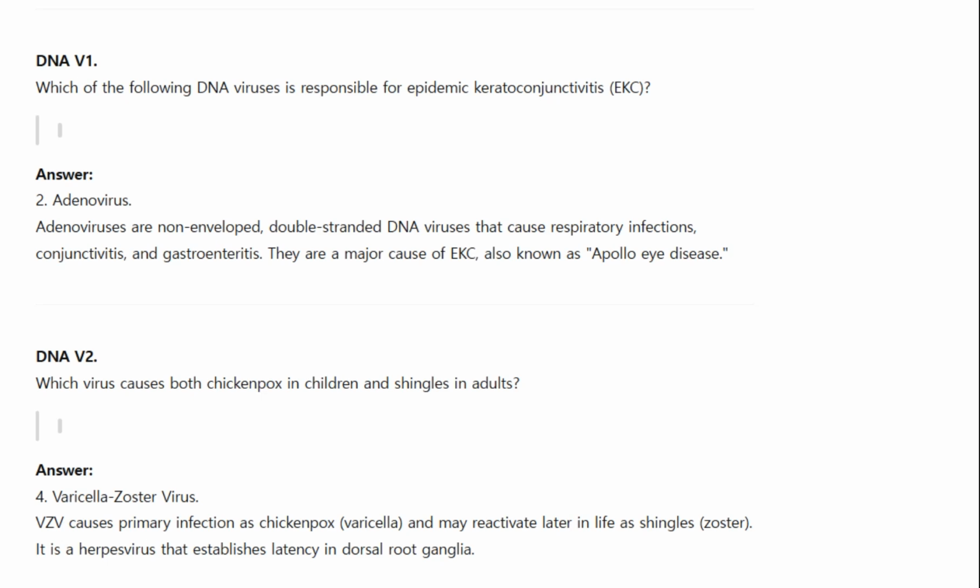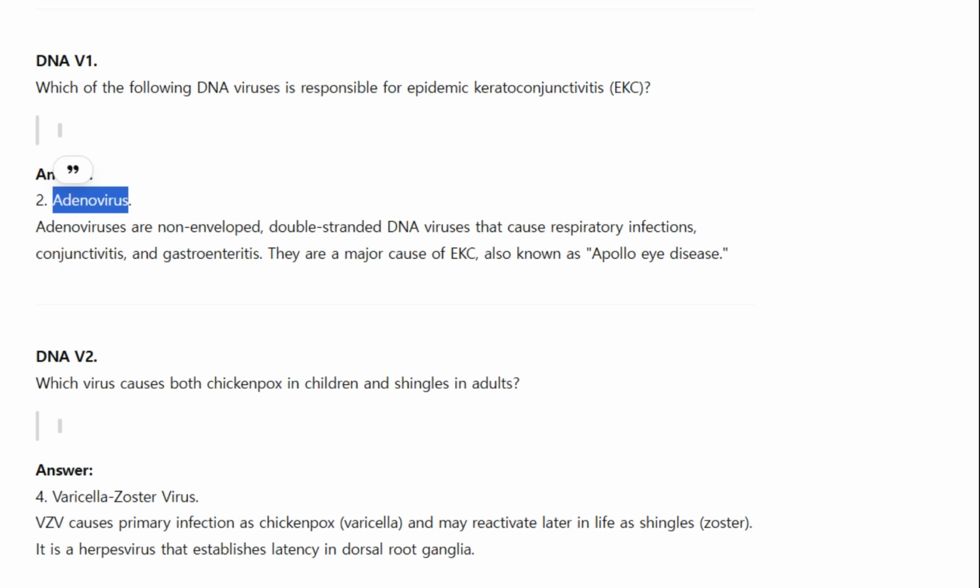DNA V1. Which of the following DNA viruses is responsible for epidemic keratoconjunctivitis, EKC? Answer: adenovirus. Adenoviruses are non-enveloped, double-stranded DNA viruses that cause respiratory infections, conjunctivitis, and gastroenteritis. They are a major cause of EKC, also known as Apollo eye disease.